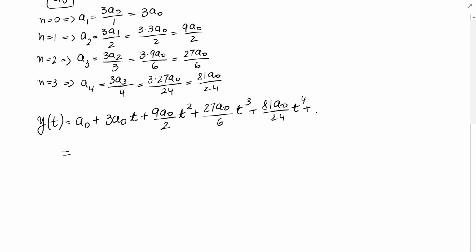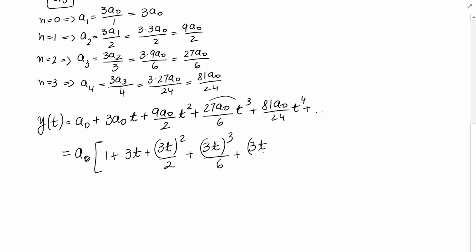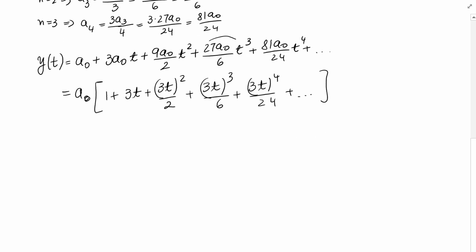So let's try to rearrange them to give us a better idea. I'm going to factor out a naught from everywhere, since it seems like a naught shows up everywhere. So it's 1 plus 3t, then plus 9t squared over 2, plus 27t cubed over 6, plus 81t to the fourth over 24, and so on. We also notice that these 2, 6, 24 are actually factorials. 2 is 2 factorial, 6 is 3 factorial, 24 is 4 factorial, and so on.